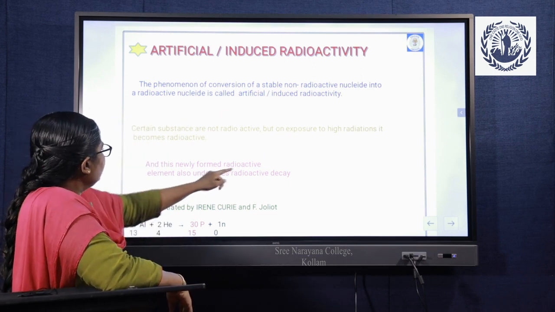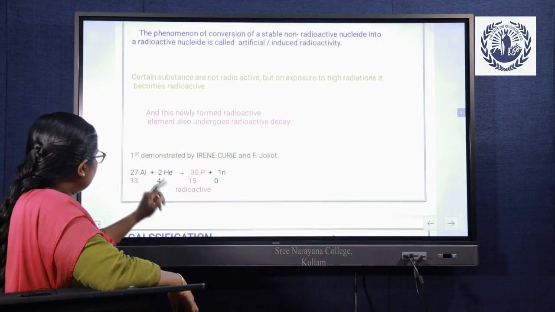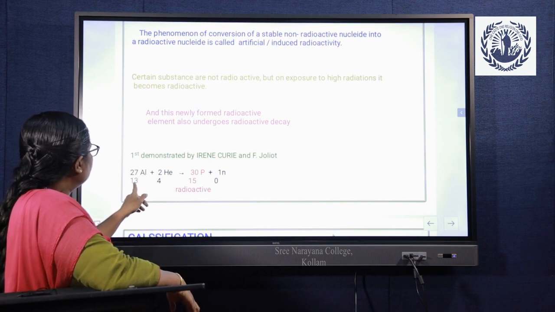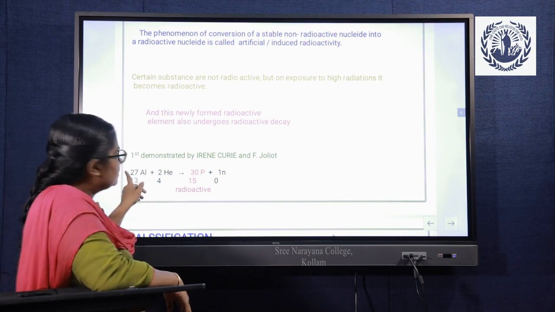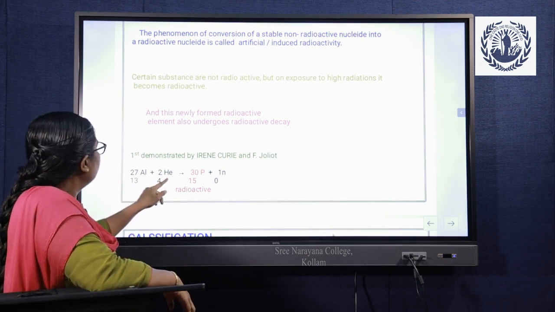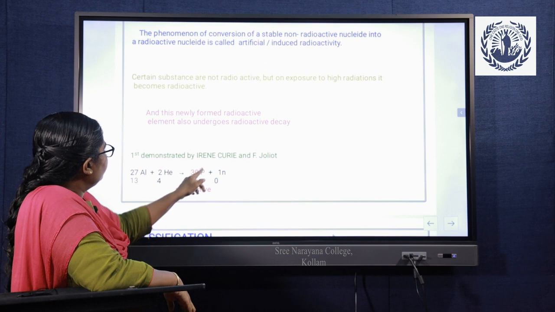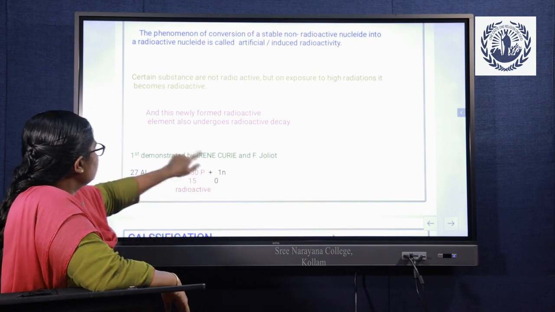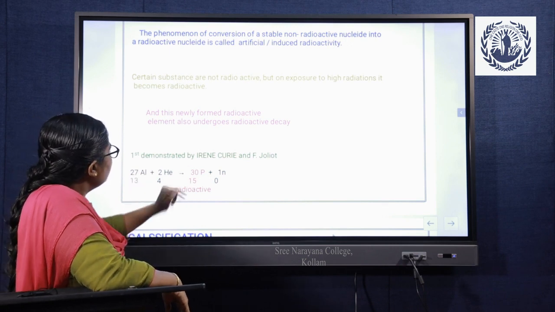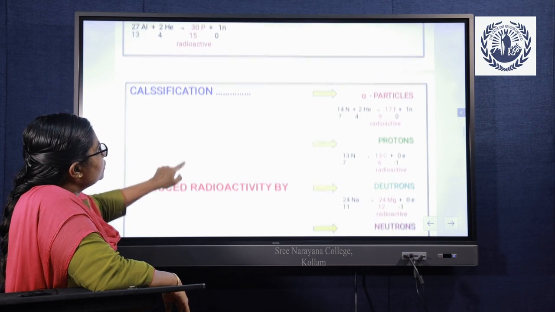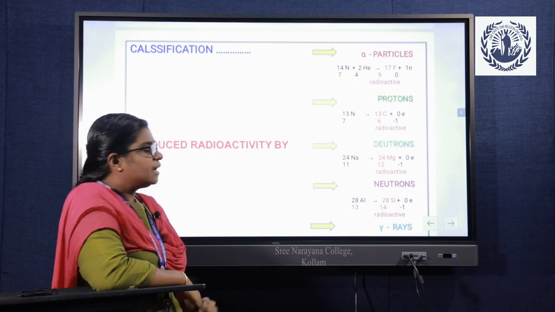This newly formed radioactive element undergoes radioactive decay. This is an example: aluminium-27, where 13 is the atomic number and 27 is the mass number. You all know that when it is hit with an alpha particle, helium-4 (atomic number 2), we will get phosphorus-30 (atomic number 15) plus a neutron. The aluminium is the parent nucleus and the phosphorus is the daughter nucleus. Now these are some equations of alpha, beta and gamma radiations.